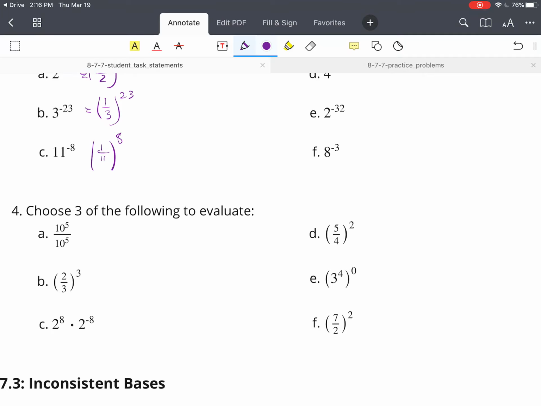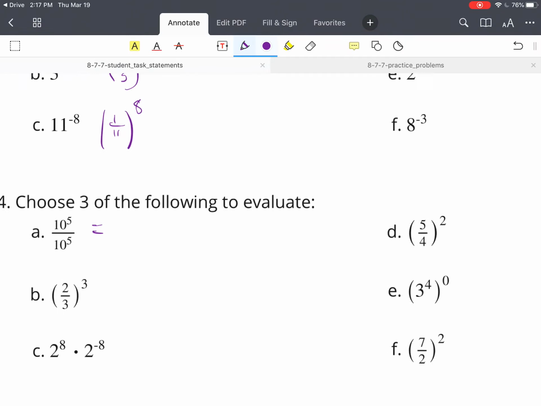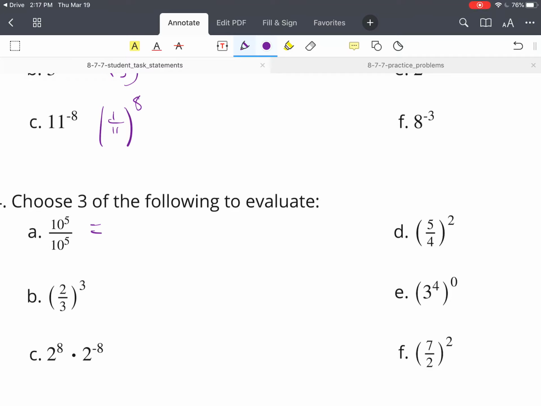Actually, I'm going to go ahead and do all of these. These look pretty fun. You have the same thing on the top and the same thing on the bottom. Technically, that should tell you it's equal to 1, but notice how it has the same exponent. The same base. So that's 10 to the 5th minus 5. That's 10 to the 0, which we know is a big old 1.